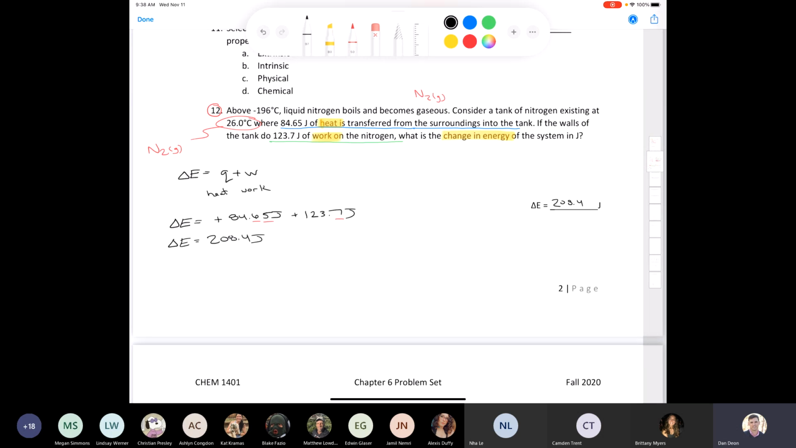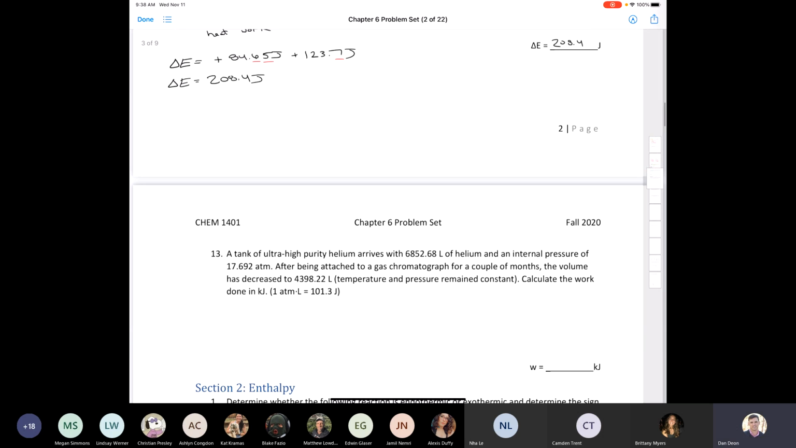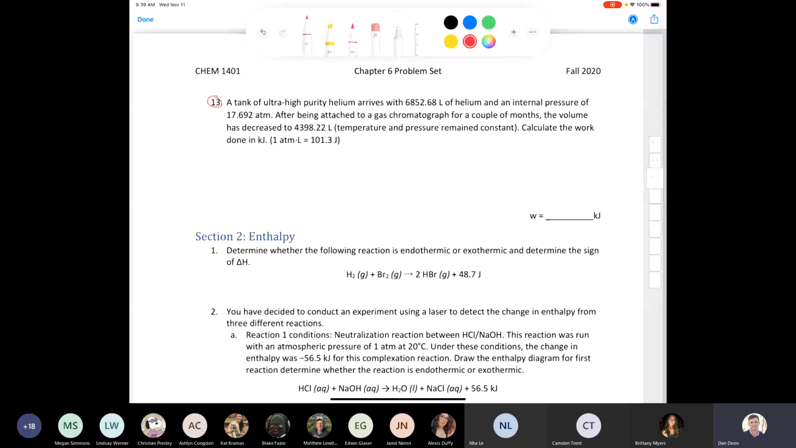All right, let's skip ahead to question number 13. It says here that you've got a tank. A tank of ultra-high purity helium arrives with 6,852.68 liters of helium and an internal pressure of 17.692 atmospheres. After being attached to a gas chromatograph for a couple of months, the volume has decreased to 4,398.22 liters. The temperature and pressure remain constant. Calculate the work done in kilojoules. So what you need to understand here, it's just kind of the wording. It says after being hooked up to a gas chromatograph.